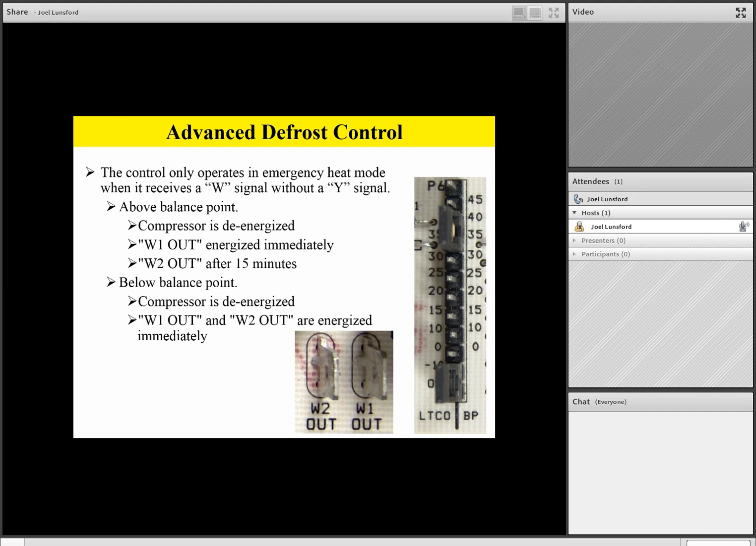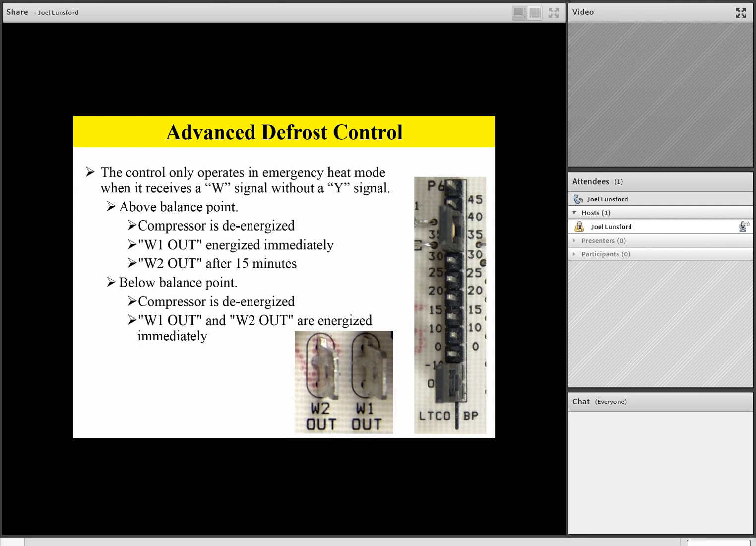Then, if the call for emergency heat is still there 15 minutes later, we would then energize W2 out for second stage auxiliary heat. Now watch this. If we're below the balance point, or that balance point jumper that we discussed earlier, in our example, we have it set at 35 degrees. You can see on the screen. We have that 35-degree balance point jumper set at 35 degrees.